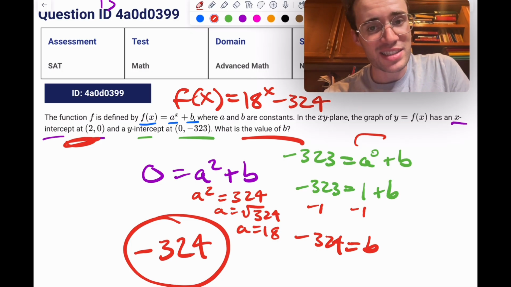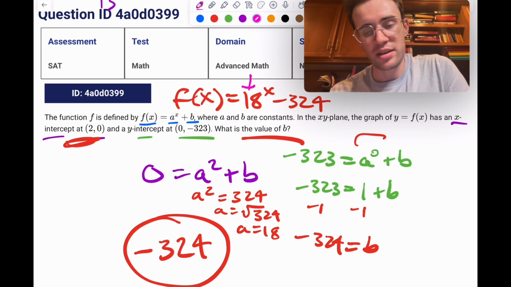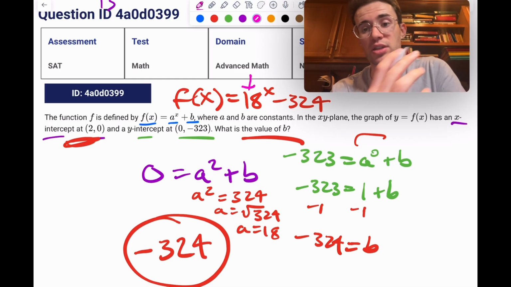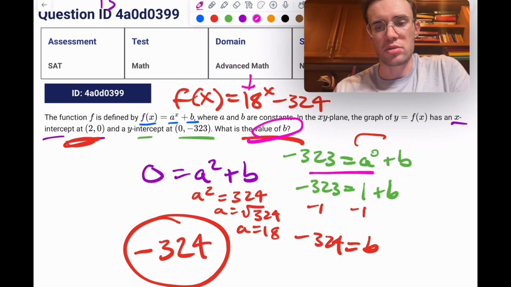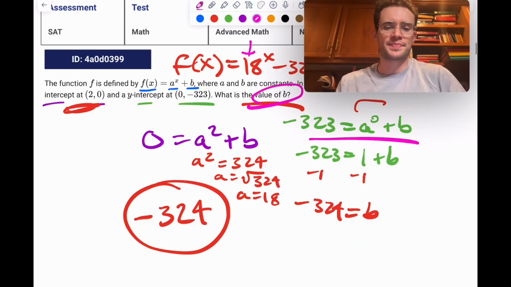You don't need to figure out that this is 18. That part doesn't matter because they didn't ask for a. They could ask, like, what's a plus b or something like that, and you need to know both. But in this case, you're just finding b. You just use this part, the y-intercept.